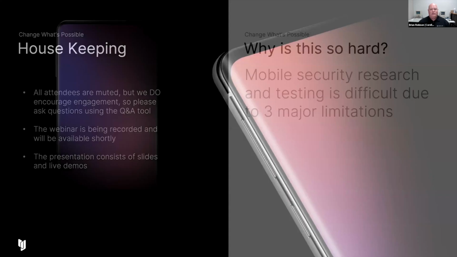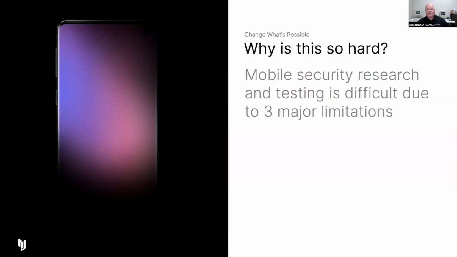So why do we do what we do? I'm just going to go through a few slides very quickly before I hand it over to Chris. Why is this area of mobile security testing and research so difficult to do? It's not too dissimilar from testing on x86 software, but it's a little more difficult because in our world we have three limitations that are making this more difficult than it really needs to be.